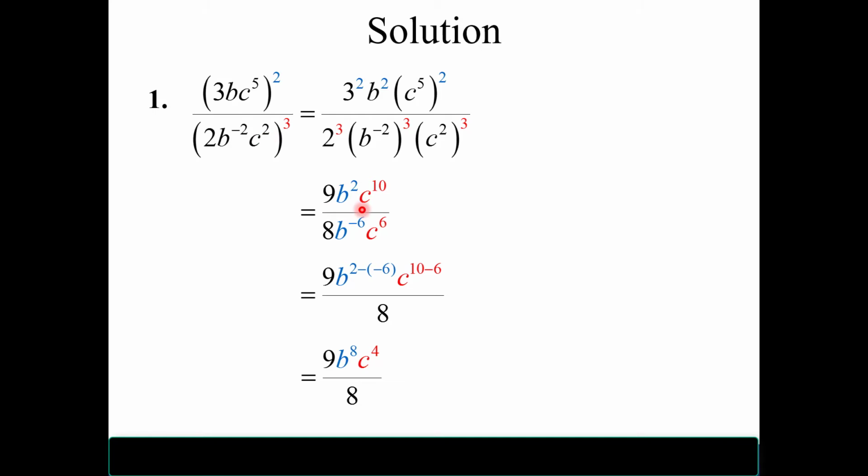Okay, and so now using our rule of quotients, this becomes b to the power of 2 minus negative 6. And now it's kind of a plus plus rule there. So we got to bring those together to give me b to the 8th power. And then the c's, we end up with c to the 10 minus 6, which gives me c to the 4th power. All of that divided by 8. Good? Any questions?